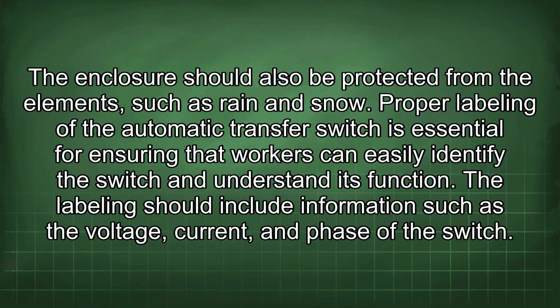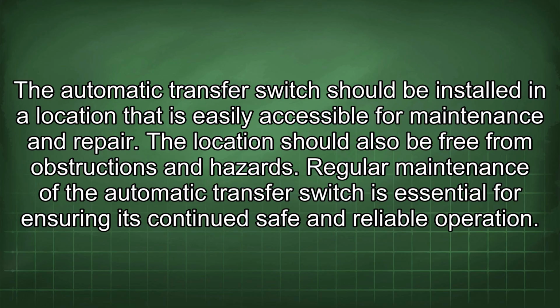Proper labeling of the automatic transfer switch is essential for ensuring that workers can easily identify the switch and understand its function. The labeling should include information such as the voltage, current, and phase of the switch. The automatic transfer switch should be installed in a location that is easily accessible for maintenance and repair. The location should also be free from obstructions and hazards.